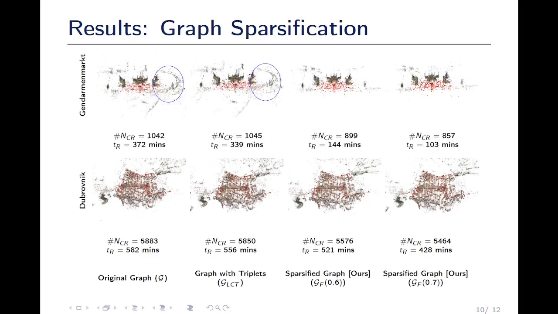Here we provide results on graph sparsification, where we see that in the first dataset, the ghosting artifact is removed after applying our filter. We also see that most of the cameras are reconstructed while reducing the reconstruction time significantly. In another dataset, we see that reconstructions look similar even after applying our method with reduced reconstruction time.